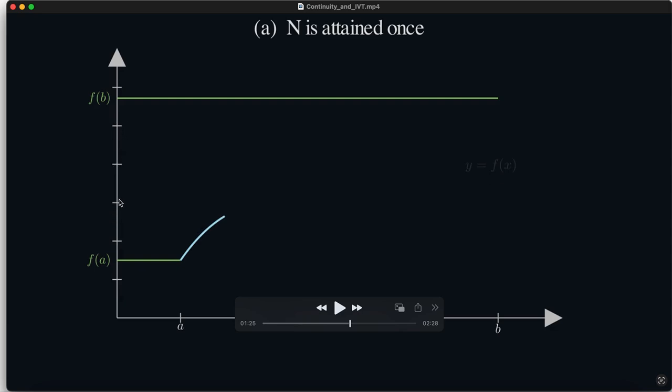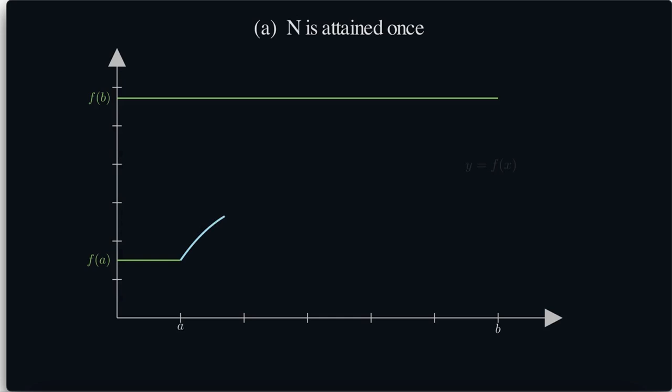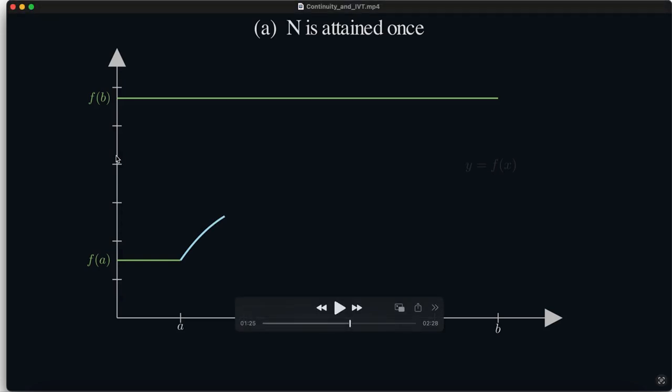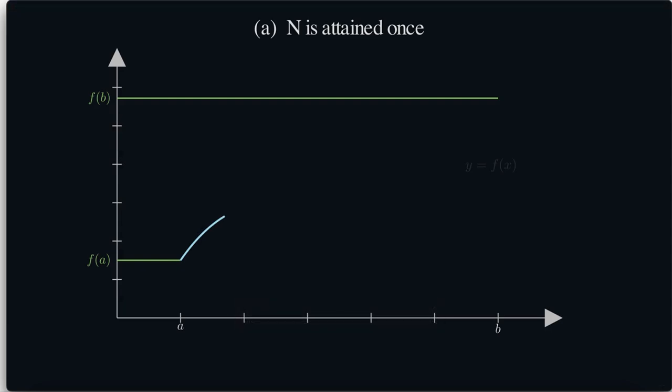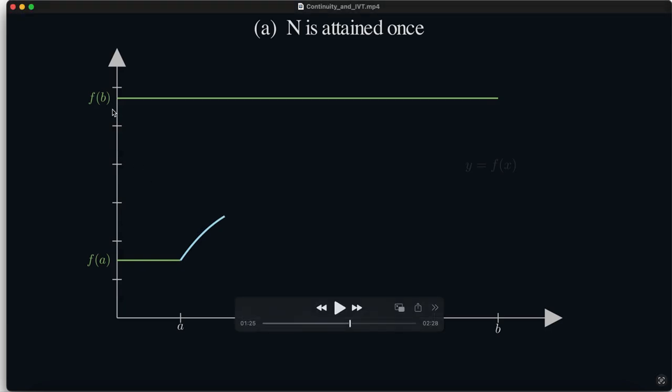And the theorem, the intermediate value theorem, guarantees that the function must attain all n values between f of a and f of b. In other words, the function has to go between f of a and f of b. It has to cross every single value from f of a to f of b. It cannot have any jump discontinuity. It cannot jump anywhere between f of a and f of b because the function is continuous.